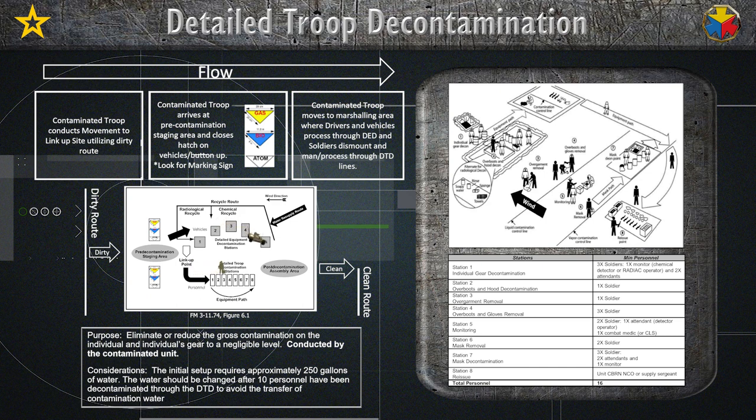The supporting decontamination unit supplies the equipment and supplies that are required to operate the DTD. DTD consists of 8 stations, and the DTD supervisor will guide the contaminated unit on manning and processing of DTD.